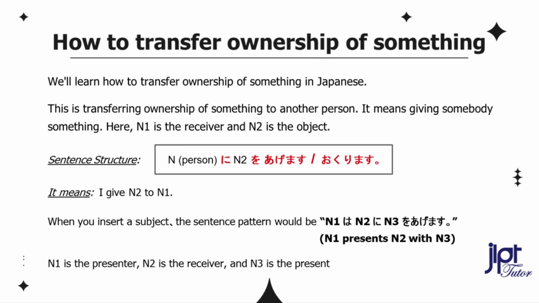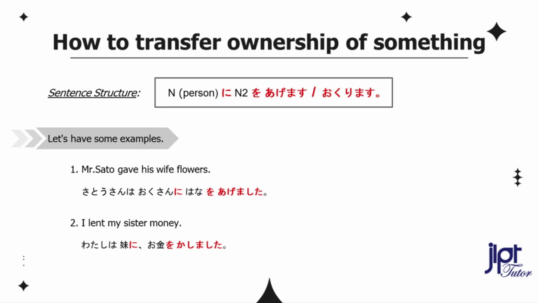When you insert a subject, the sentence pattern would be N1 wa, N2 ni, N3 o agemasu. N1 presents N2 with N3. N1 is the presenter, N2 is the receiver, and N3 is the present. In this sentence pattern, the verb can be applied not only to ageru, but also to any verbs that represent a transfer of objects, ownership, and knowledge. For example, verbs such as kasu, to lend, or oshieru, to teach.